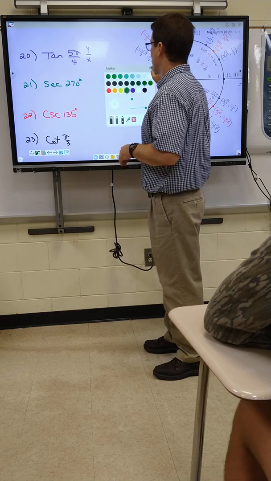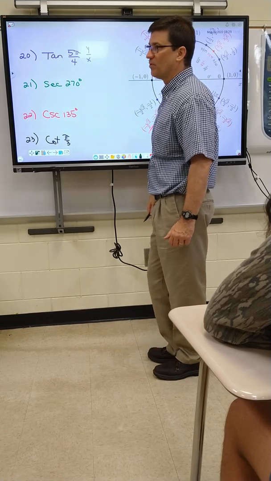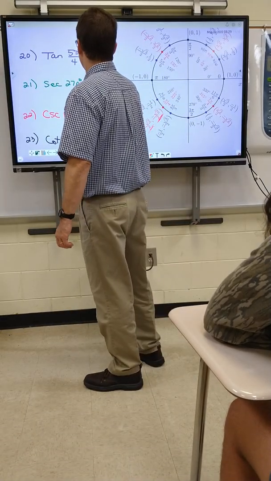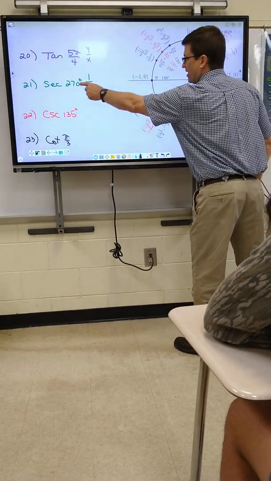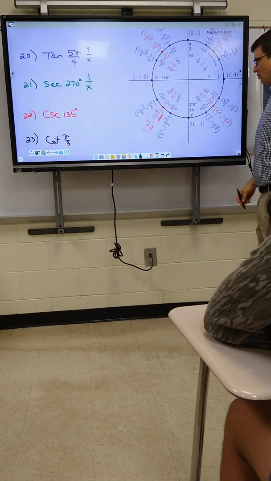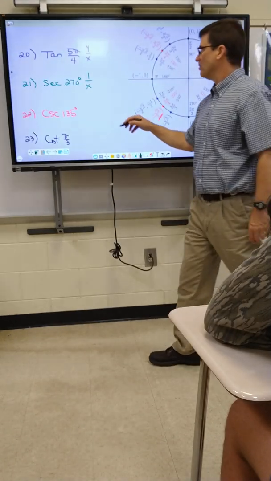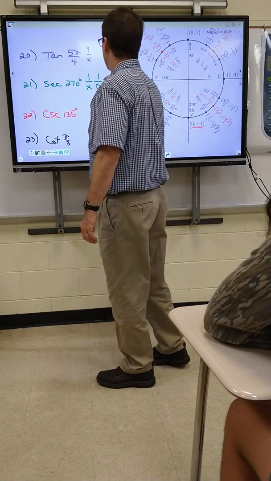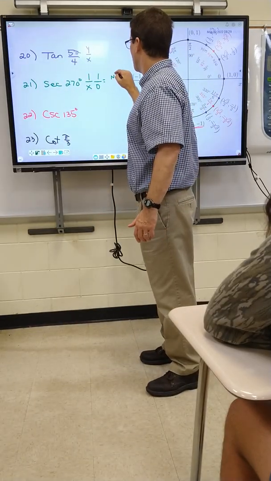All right, next problem. Secant at 270. RJ, give me the formula for secant, please, off the board. All right, has everybody got that? 1 over x. We good? So go to 270, which is right here. 1 over x. Which one of these is your x? 0. So it's 1 over 0. Anytime 0 is on the bottom, it's no solution. No solution, or undefined.